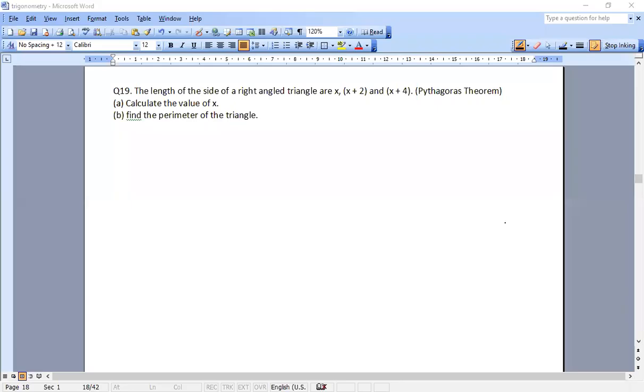Question number 19. The length of the sides of a right angle triangle are x, x plus 2, and x plus 4 centimeters, maybe, or the unit is not given. Calculate the value of x. We are given the length of three sides of a right angle triangle.